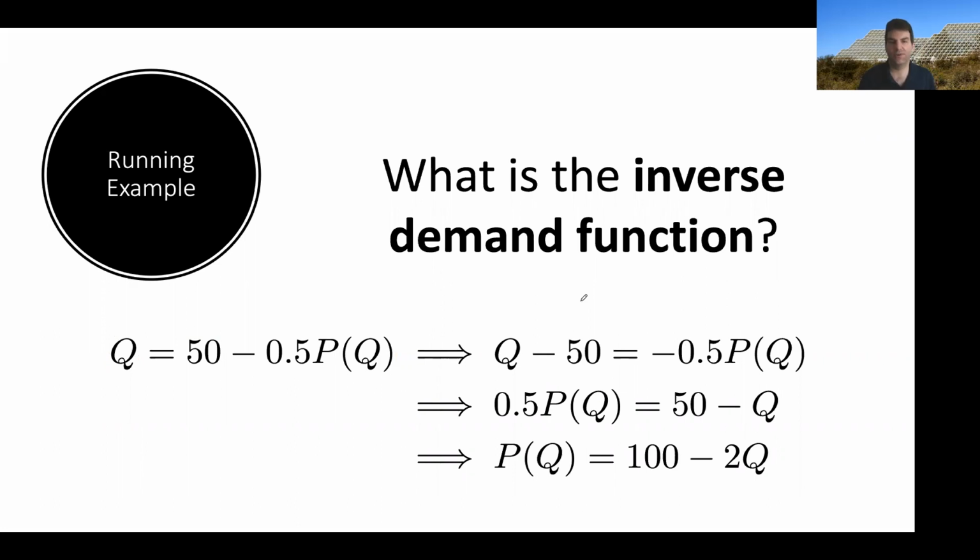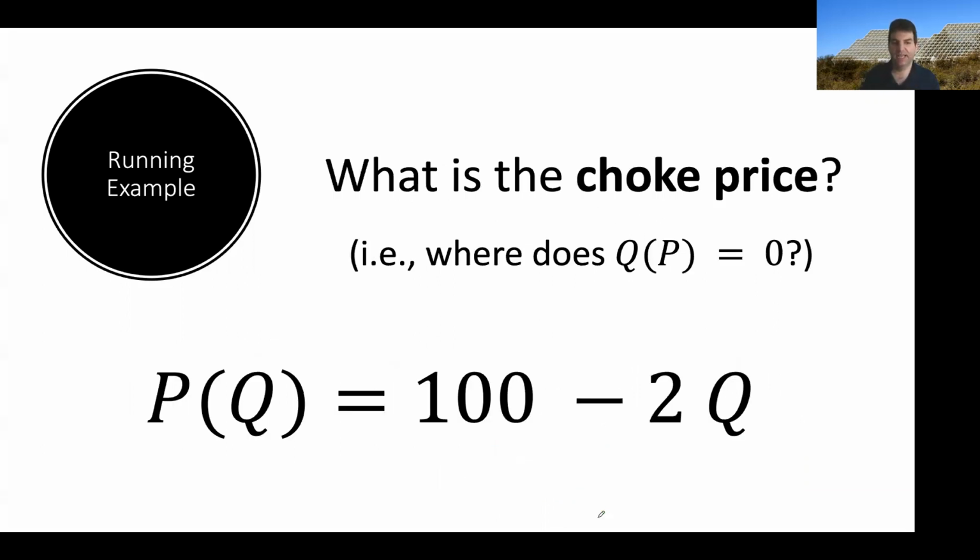And then I can solve for my P of Q by dividing everything by 0.5. By dividing 50 by 0.5 and Q by 0.5, I get this thing down here. And that is my inverse demand function, which again maps a quantity to my willingness to pay for the next item, given that I own that quantity already. So that is the inverse demand function. You just flip the demand function to get that.